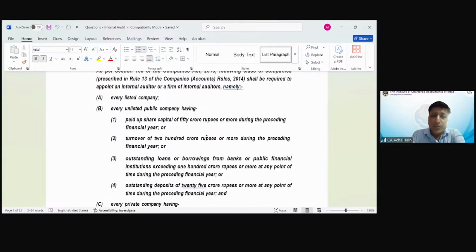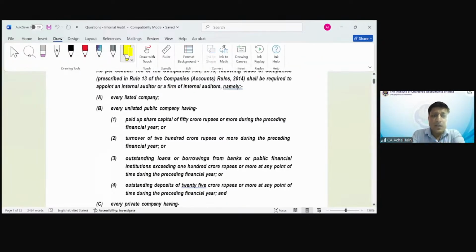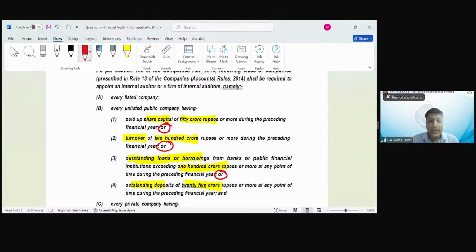The criteria was share capital, let me just highlight this part. Share capital of 50 crore or more, turnover of 200 crore or more, outstanding loans or borrowings of 100 crore or more, outstanding deposits 25 crore. So now, if any of this criteria is met, internal audit will apply. Please remember it says or. So you don't need to check all the four. Any of them, then the internal audit will be applicable.